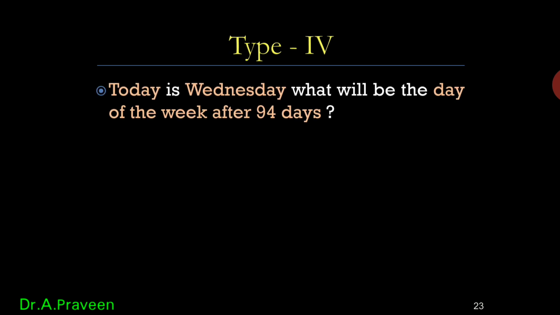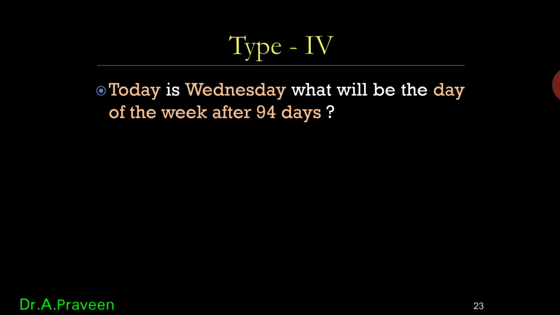Let us move to the next type. In this type, they will give you the day of the week, say for example, if today is Monday, and they will ask you what will be the day of the week after a certain number of days. Here they have asked you to find what is the day of the week after 94 days if today is Wednesday. These types of problems are very simple.